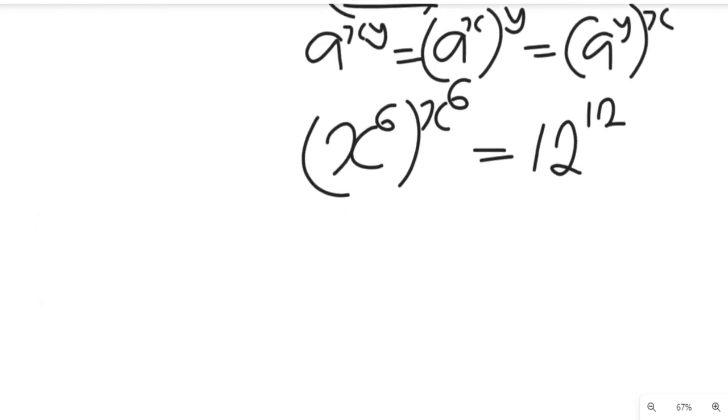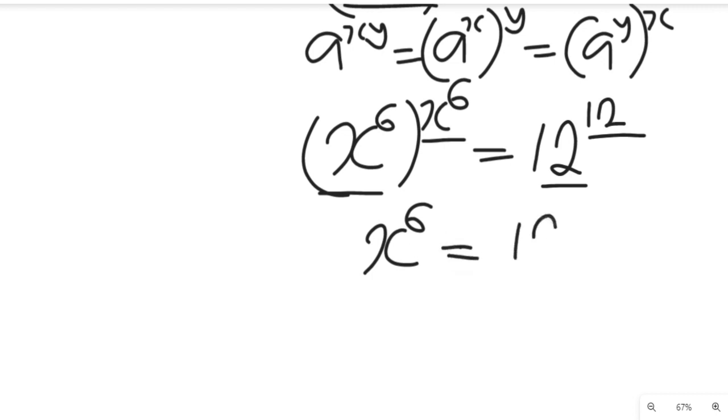Now, having gotten that, you come to see that the power and the base look equal. So we're going to equate one of them. So we'll have x to the power of 6 to be equal to 12. If x to the power of 6 is equal to 12, what will the value of x be? What do you think we'll do to get the value of x?